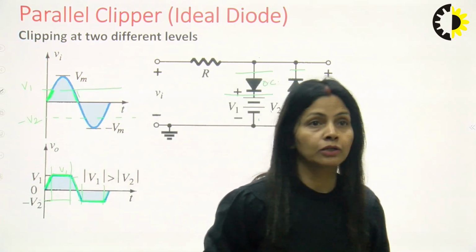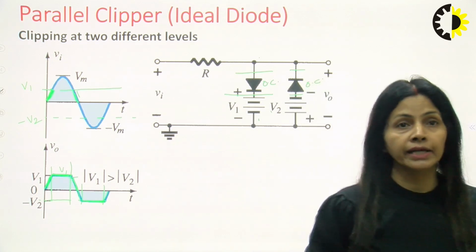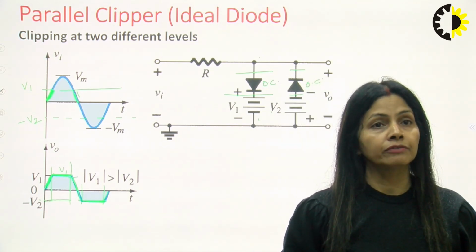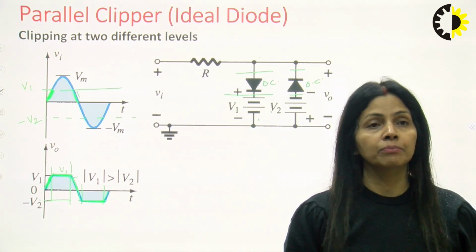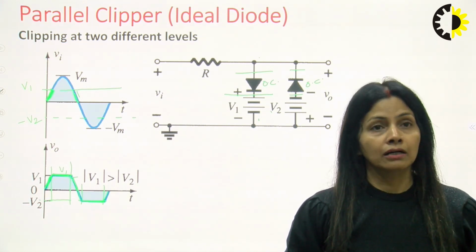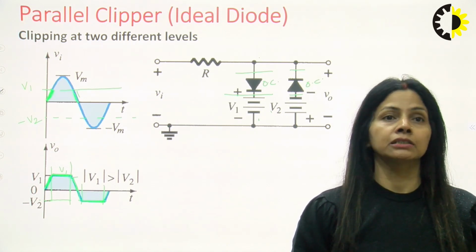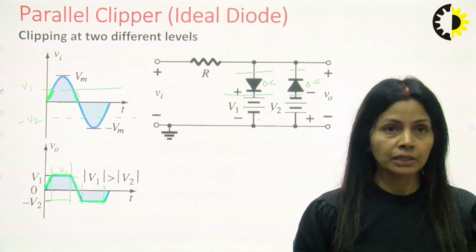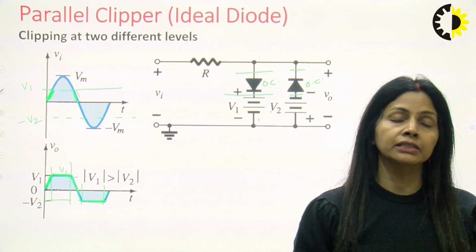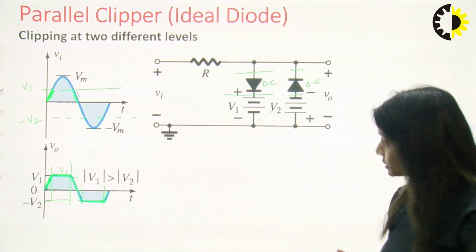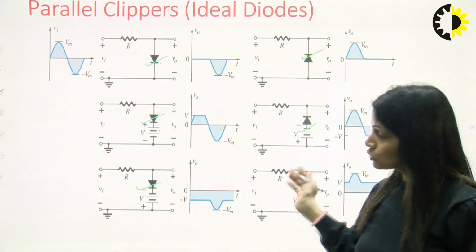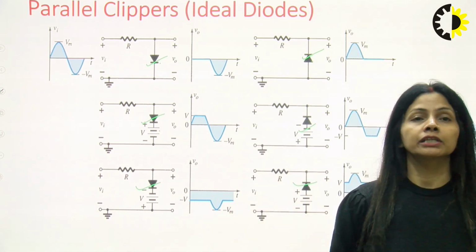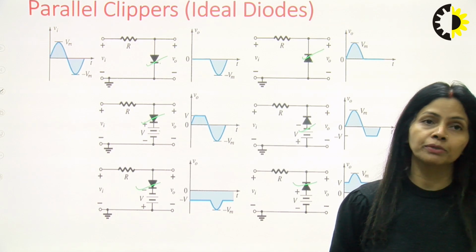So by doing all these exercises, we can understand how the diodes are working as clipper circuits. These are not very simple circuits, but we need to practice. And whatever questions have been given, all the circuits, just go through all the circuits, do it yourself, and then you will understand how the clippers are working.